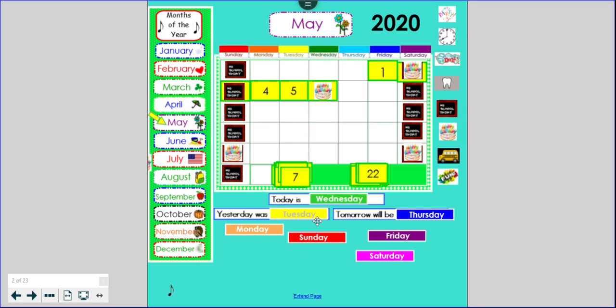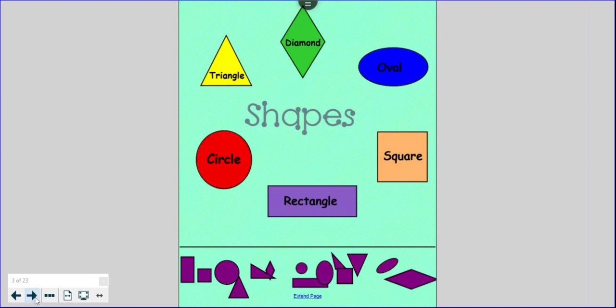All right. So, very exciting day and a very exciting month. We've got lots of birthdays. We've got Lily Mae, Jemias, we've got Emiliano, and we've got Kaylina's birthday, all in the month of May. Very exciting. All right. Let's say our shapes together: diamond, oval, square, rectangle, circle, and triangle.